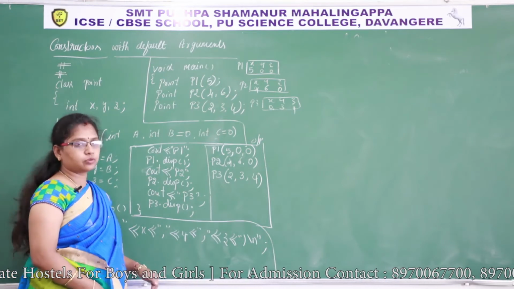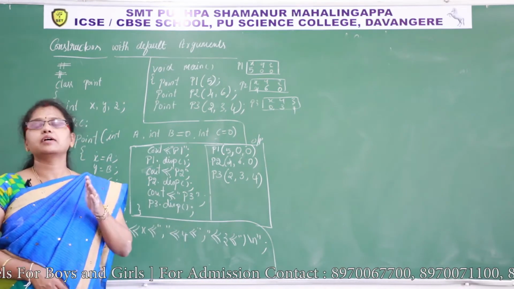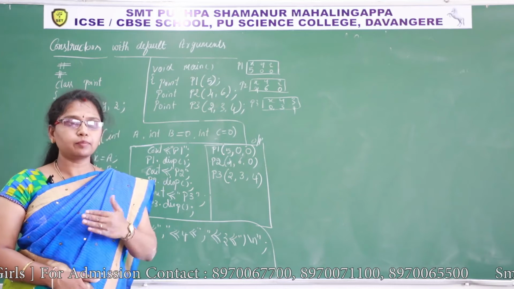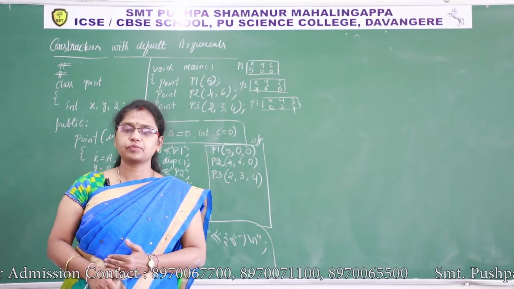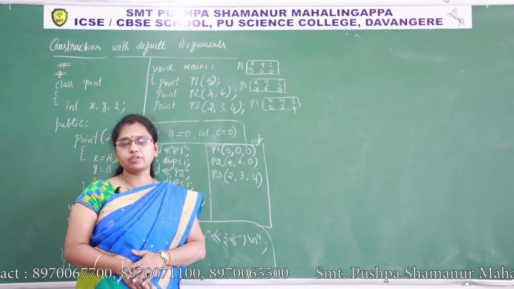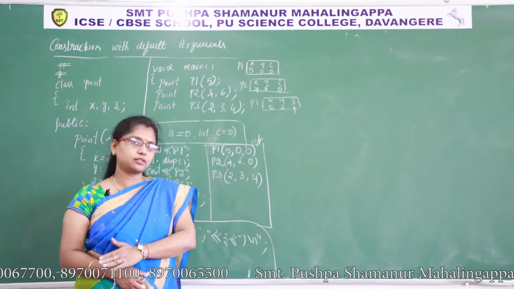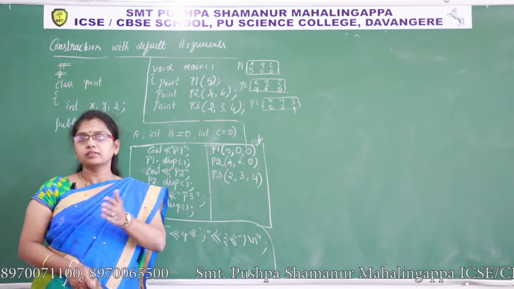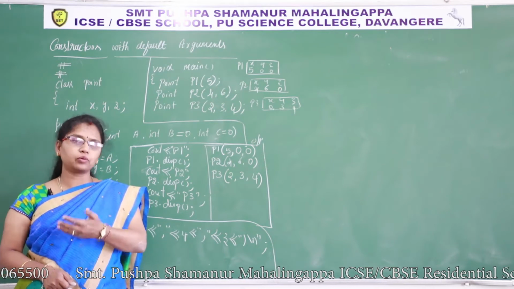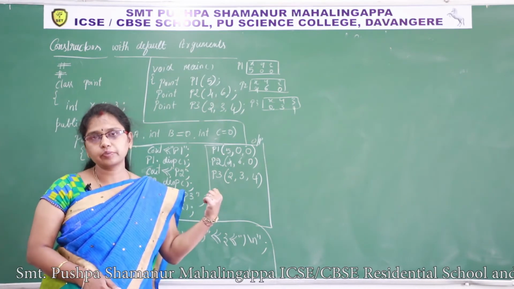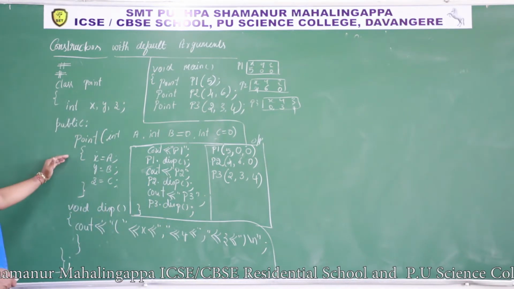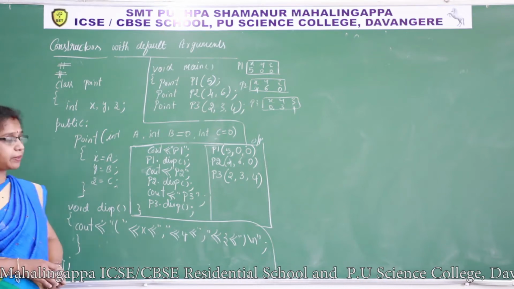Understood? In this way it executes. So what is the conclusion? If we use constructors with default arguments, if you set default values, we can avoid a number of constructor definitions within the class. We know that there must be a matching constructor in the class definition. If you are passing one argument, a one-argument constructor, two arguments, a two-argument constructor, three arguments, a three-argument constructor must be there. So we can avoid constructor overloading with the help of constructors with default arguments. Understood? I hope you are understanding this program. Let us discuss another program.